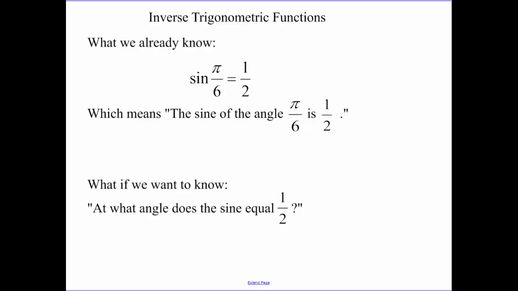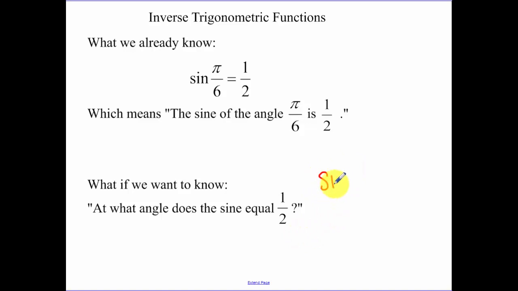Today we're going to be talking about the inverse trigonometric functions. We've already kind of dealt with these on our calculator, but many of these questions are going to be without your calculator. So we already know that the sine of pi over 6 means the sine of angle pi over 6 is 1/2. So what if we want to know at what angle this sine equals 1/2?